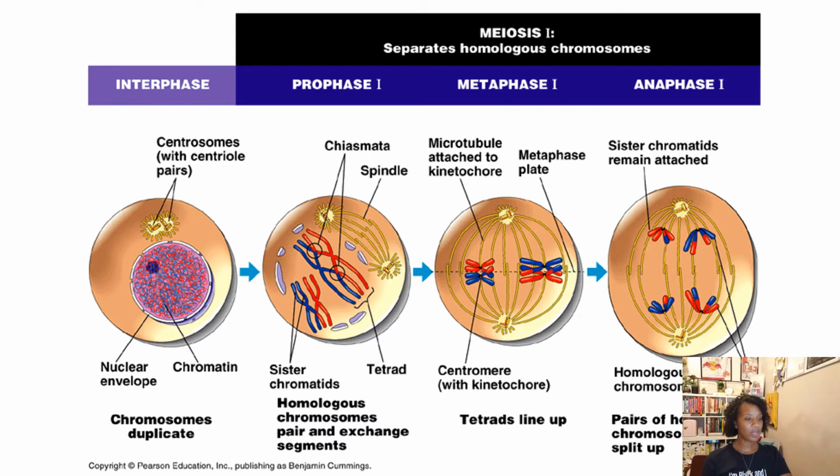Crossing over can be observed visually after the exchange as chiasmata, which we can see here, and I forgot to include this term on the previous vocabulary list, so add chiasmata to your vocabulary page. So chiasmata is the point of exchange of genetic material between homologous non-sister chromatids.